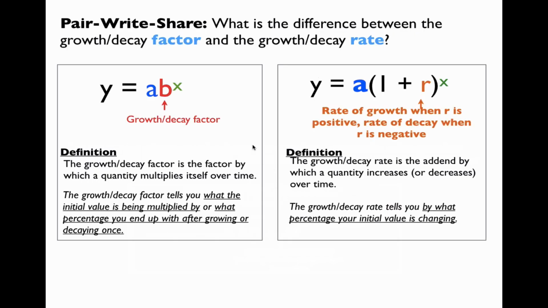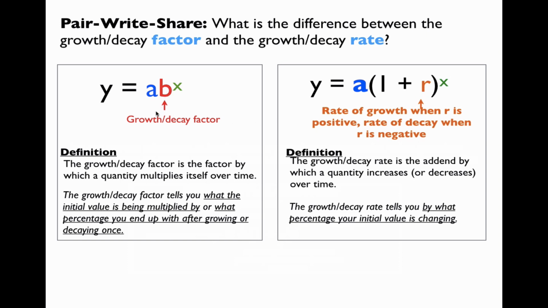Now let's compare and contrast the two different models that we've gone over so far. They're both the same model. Here's y equals a times b to the x. And the second one that we just derived is y equals a times 1 plus r to the x. Here the value of b is just expressed as 1 plus r.